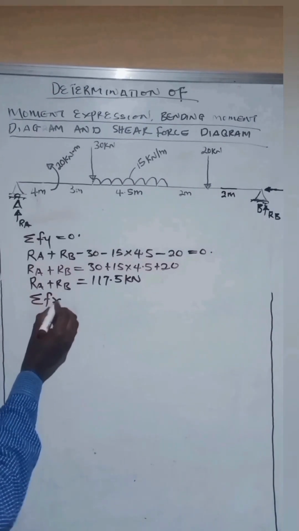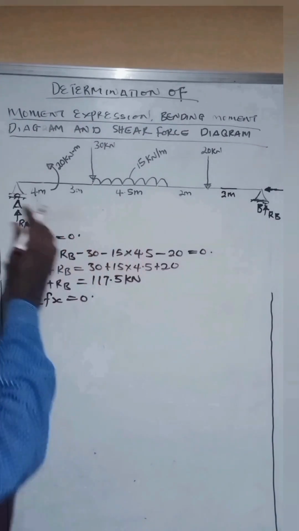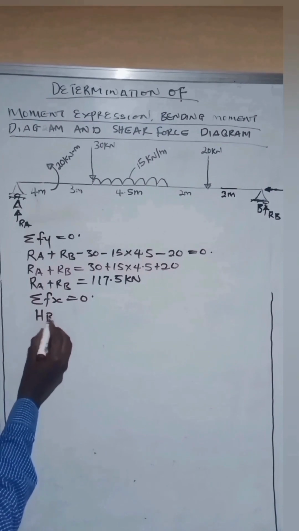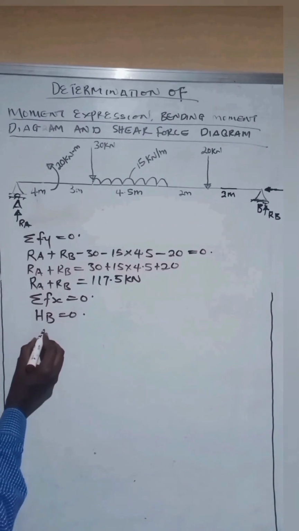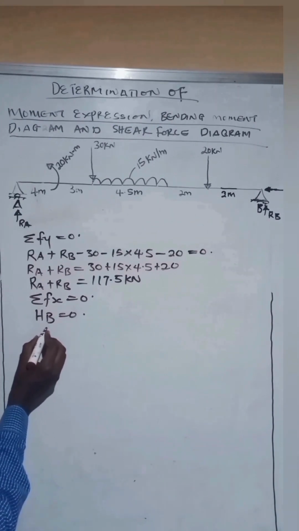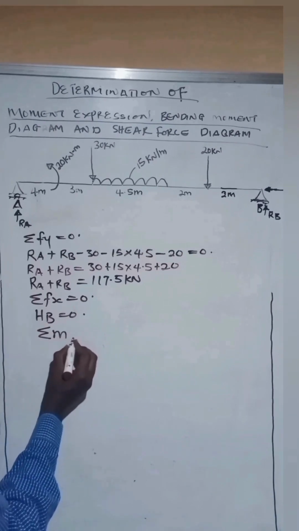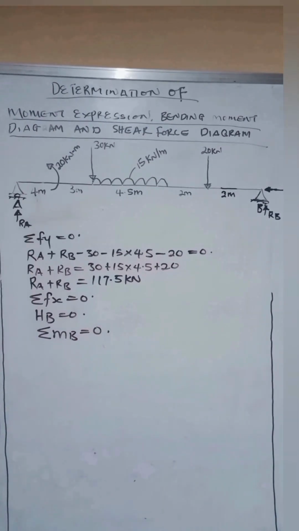All right. Now the next thing we are going to do is to get sigma Fx. Sigma Fx is 0, meaning all the horizontal forces are equal to 0. We have just one horizontal force, which is HB. So we can say that HB is equal to 0. Now the next we are going to take is summation of moment about any point. Let's say summation of moment about point B. Let it be 0. So the algebraic sum of moment about B is 0.